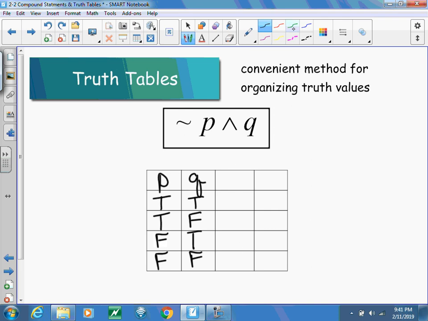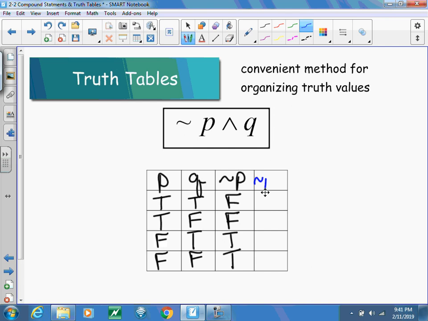Next column, I'm going to take the negation first, and I see there's a negation of P. So we're going to take the negation of P. I'm going to take that first column that I see and negate every single one of those. So here's true, this is going to be false. This is true, this is false. Here's a false, this is going to be true. False and true.